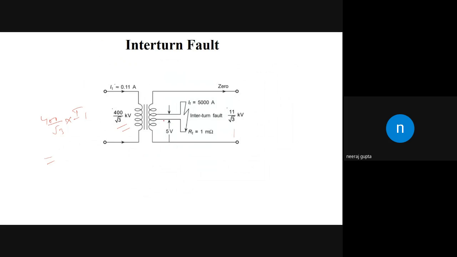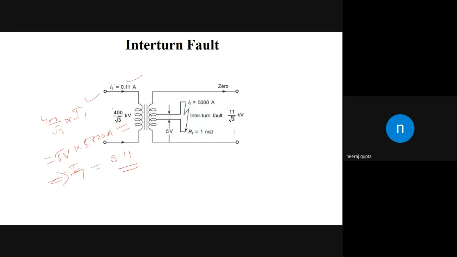Within the fault, the current is flowing. Let us take a case in which the voltage across this winding is 5 volt, and the current flowing is 5000 ampere. When we calculate the value of I1 from that, I1 comes out to be 0.11. So we cannot say that it's a fault, because we cannot detect it, as it is a very small amount of current.